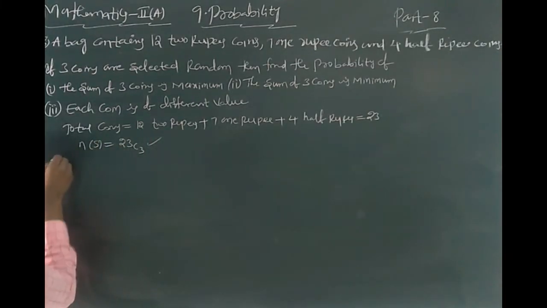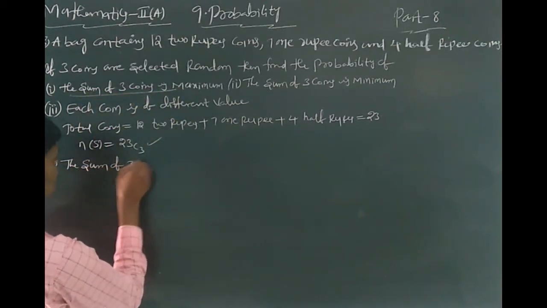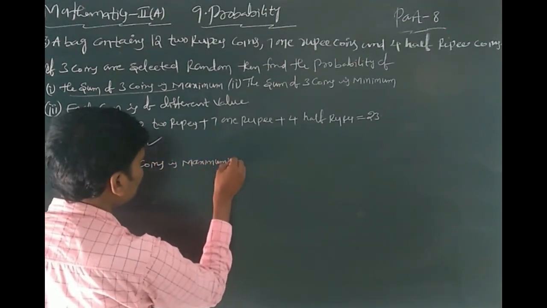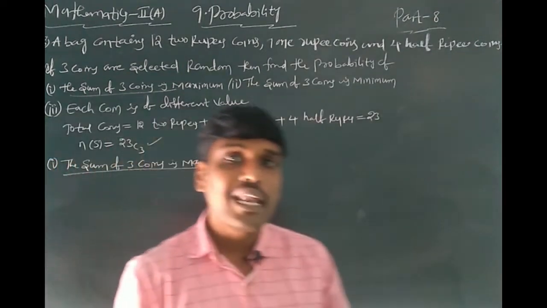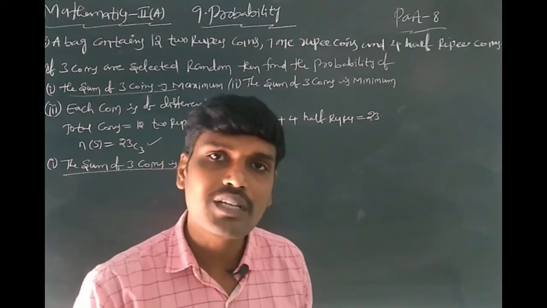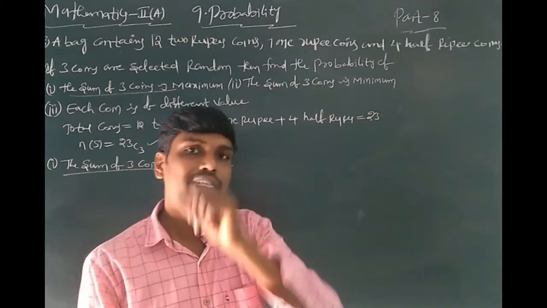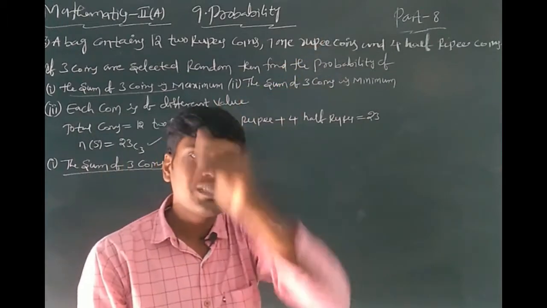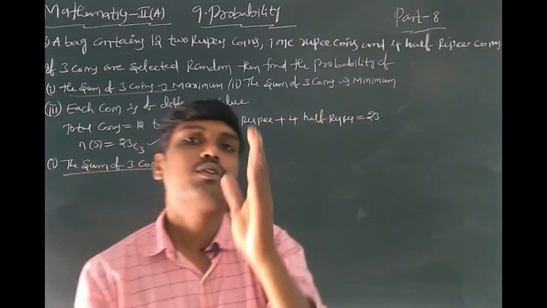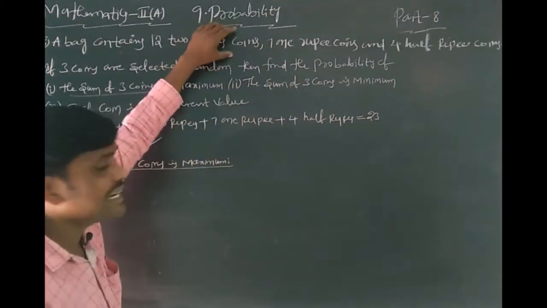After that, take the first problem: the sum of the 3 coins is maximum. You have to select the coins for which the sum of the 3 coins is maximum. First, observe, students. If you take three 2-rupee coins, you get 6 rupees. Suppose you take three 1-rupee coins, you get 3 rupees only. If you take three half-rupee coins, the total sum is 1.5 rupees only. The maximum comes when you select 2-rupee coins.